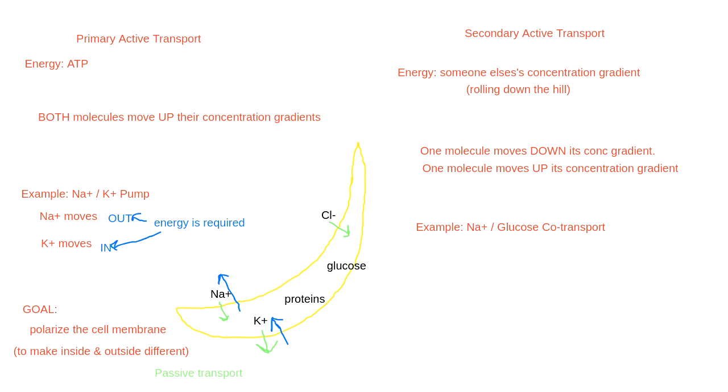So the example that we had in our notes of what secondary active transport looks like is the sodium glucose cotransporter. So the sodium glucose cotransporter moves two things, and its name tells us the two things that it moves. It moves sodium and it moves glucose. Surprise!